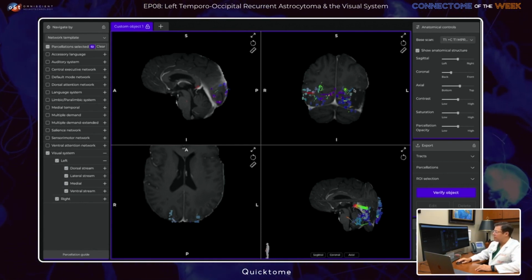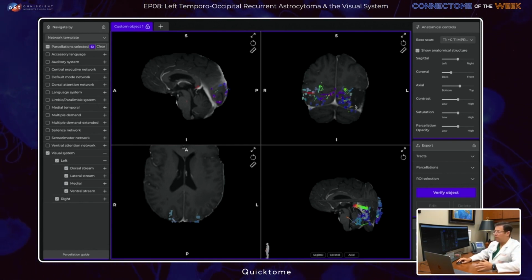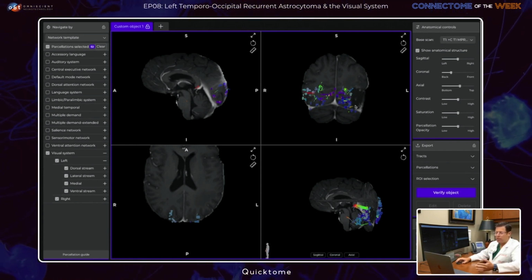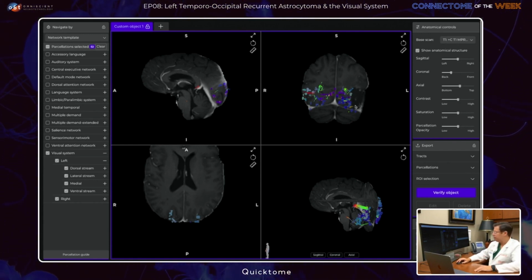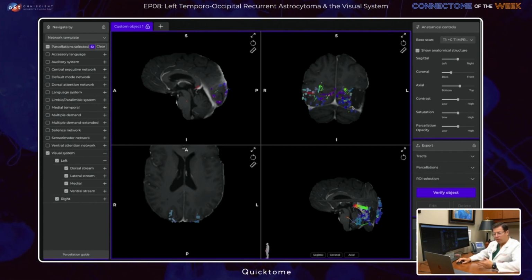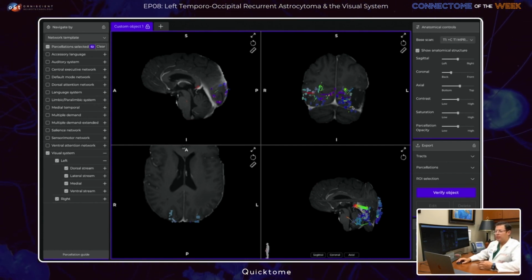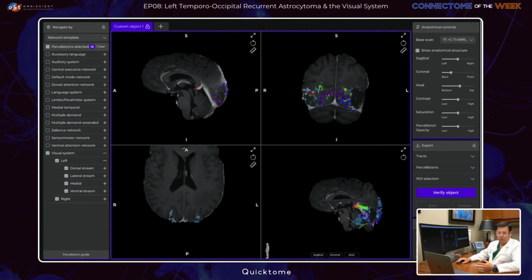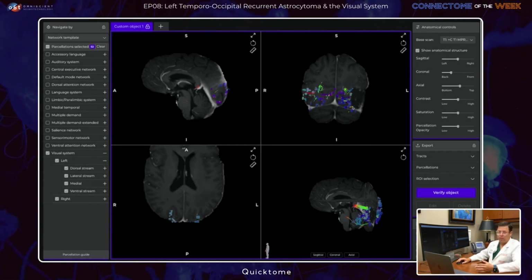And so it's not surprising that when the patient woke up, many of his visual symptoms were exactly the same as preoperatively. Again, this shows how important it is to understand the risk of surgery and the complex networks that surround each tumor, and to focus beyond just language to expand to such things as the visual connectome.